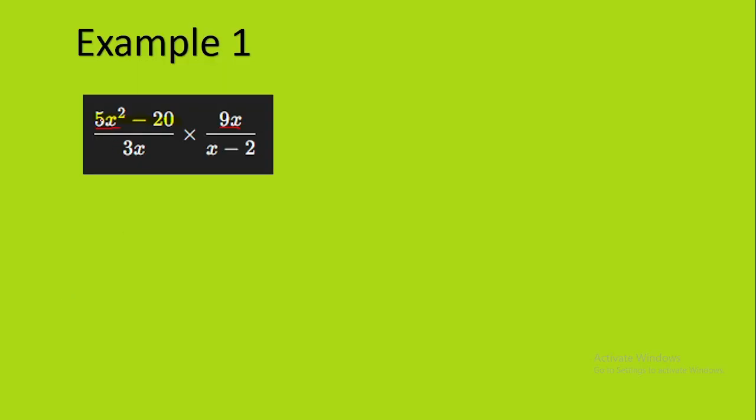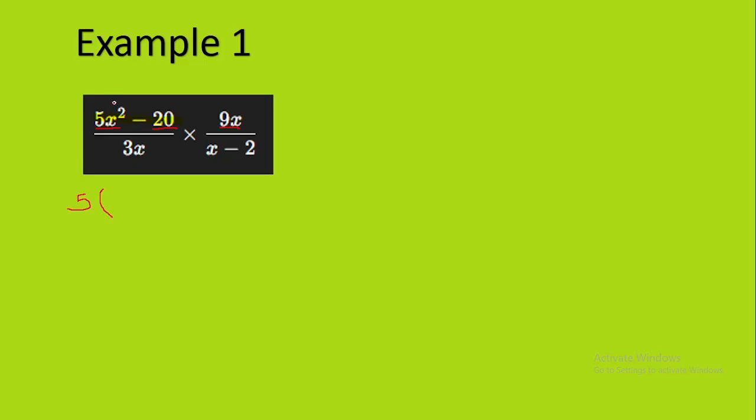We have 5x squared minus 20. Of course, we can factorize this by using its highest common factor. So if we use the highest common factor to factor out the numerator of the first fraction, 5x squared minus 20, what's the highest common factor of both 5x squared and 20? It is just 5. So I'm going to write it below right here: 5.